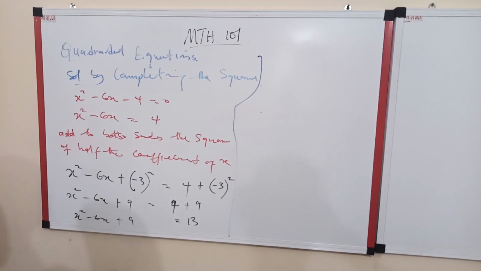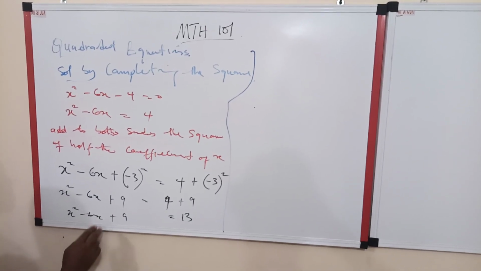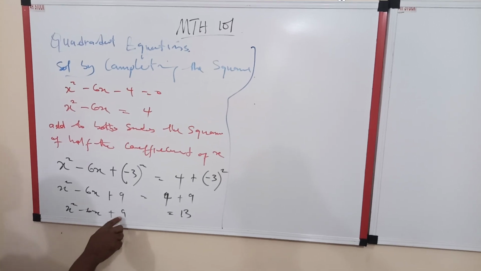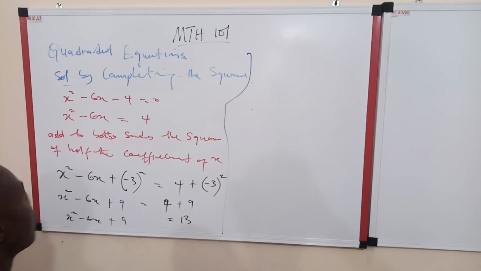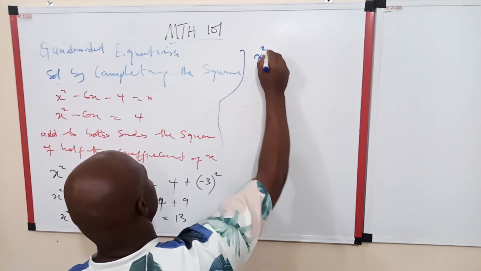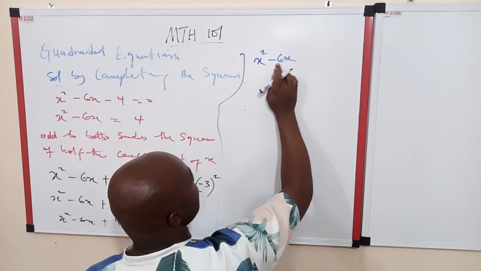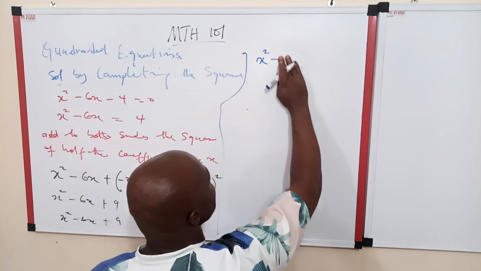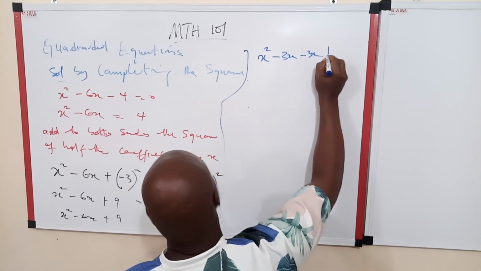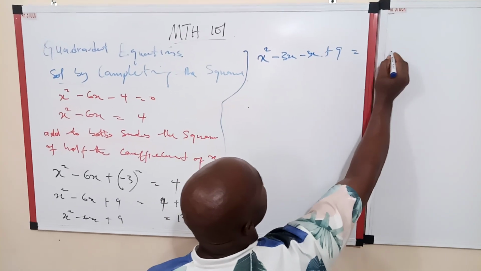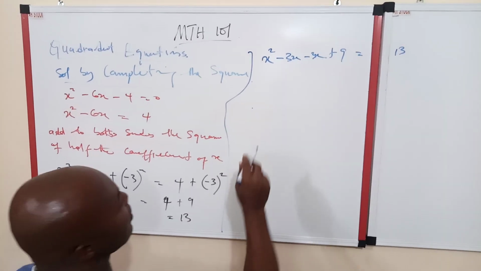And those terms are just negative 3x and negative 3x. When you add them, it will give us negative 6x. When you multiply them, it will give us the positive 9x squared. That is what we are going to have. So we are going to have x squared, and in place of this minus 6x, that's what we are writing: negative 3x, negative 3x, plus 9, all equal to 13. That is what we are having.